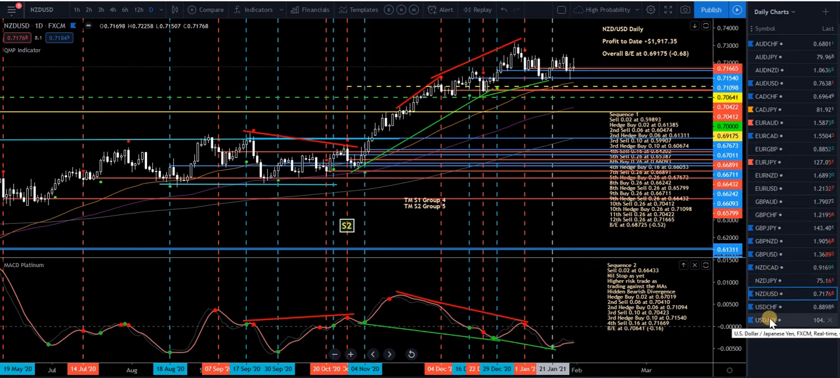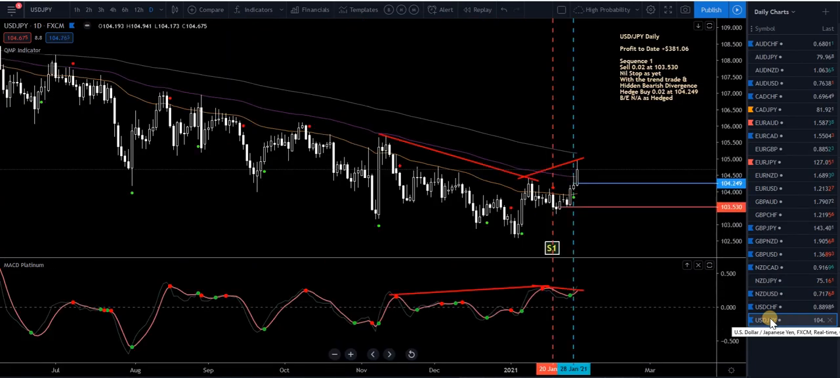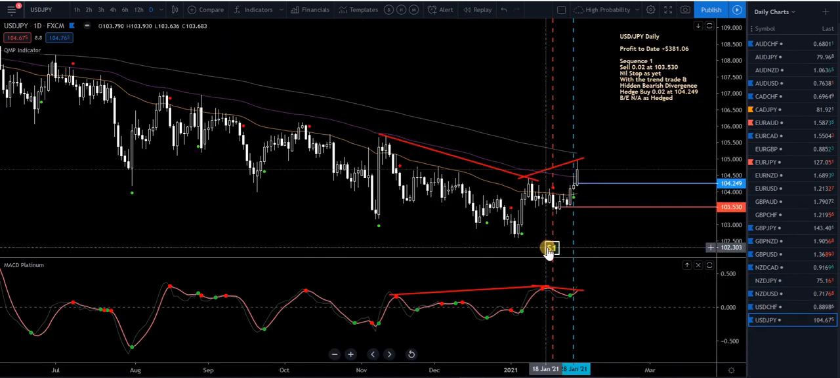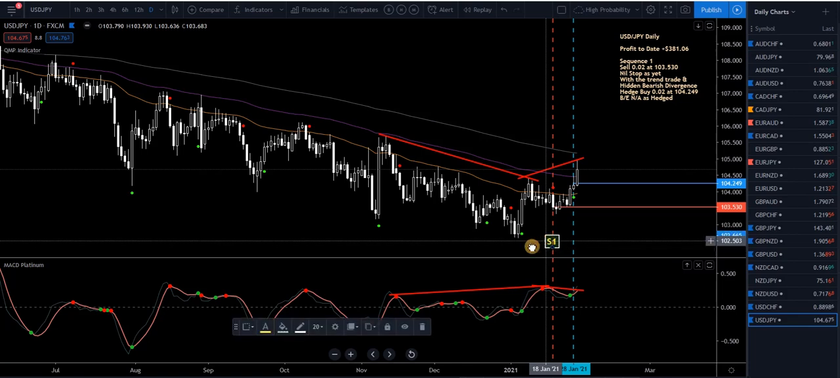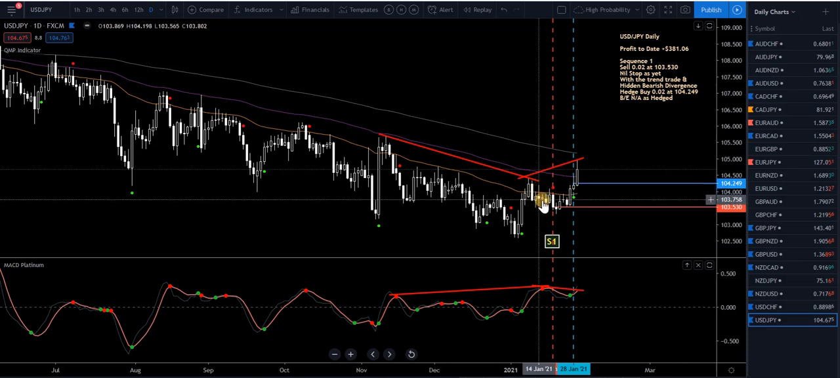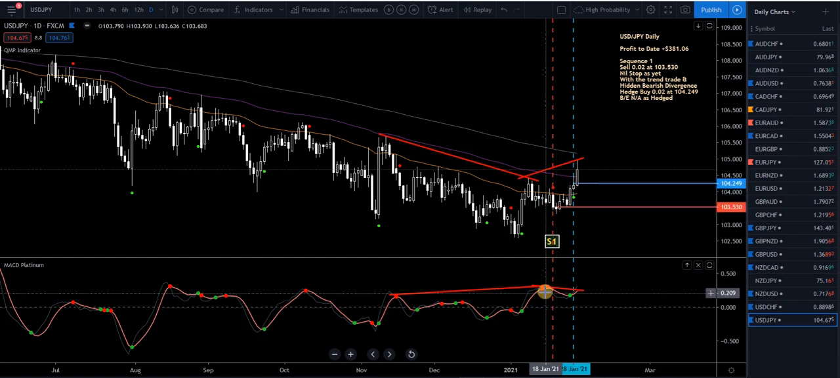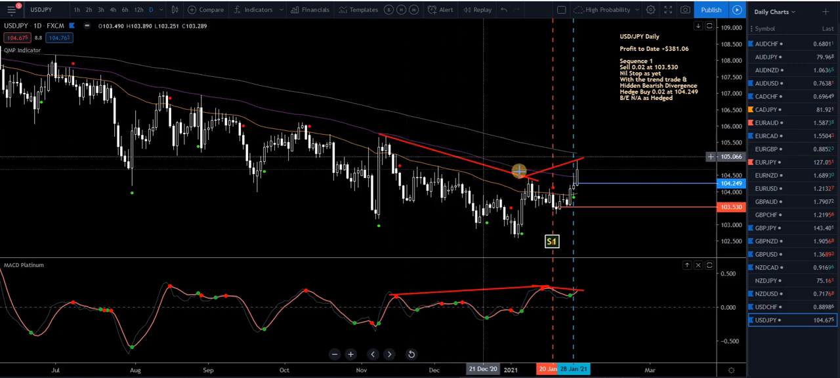All right, we'll skip the USD Swiss franc like I always do, and we'll go to the USD Yen. I'll show you, this is a sequence of trades. All right, the initial sell was here. You can read my notes. Sequence 1, sell was taken here. MACD Platinum above the 0 level, took the sell based on hidden bearish divergence.